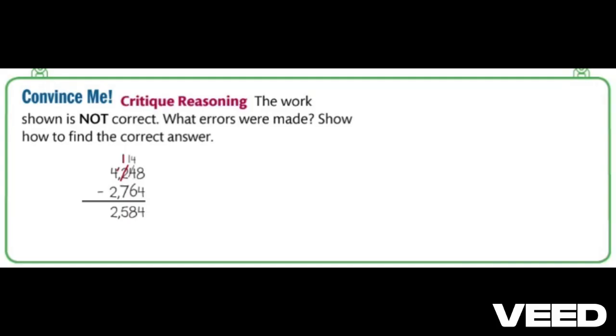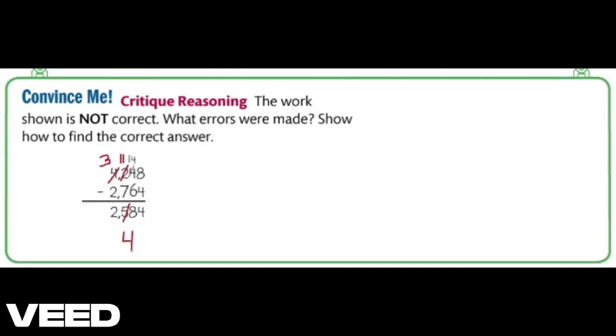And then again, we cannot have that 1 subtract 7. We need that 1 to turn into an 11, and then 11 minus 7 will give us 4. But in order for that 1 to turn into an 11, the 4 in the thousands place needs to turn into a 3, which means our actual answer is 1,484.